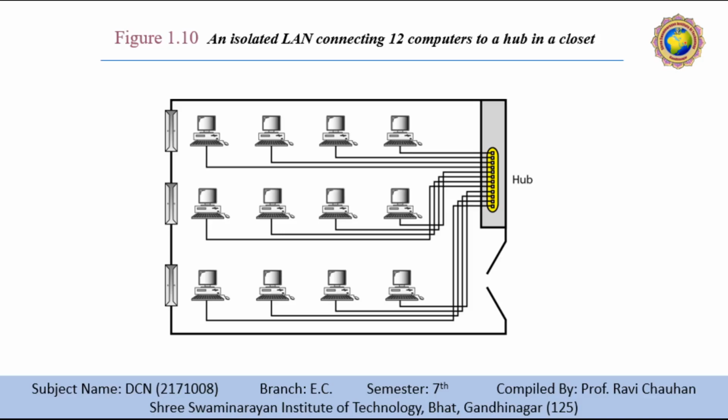In addition to size, LANs are distinguished from other types of networks by their transmission media and topology. In general, a given LAN will use only one type of transmission medium. The most common LAN topologies are bus, ring and star, as we already discussed in the previous session on different types of topologies.